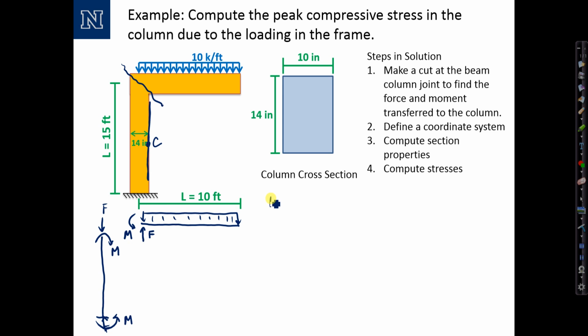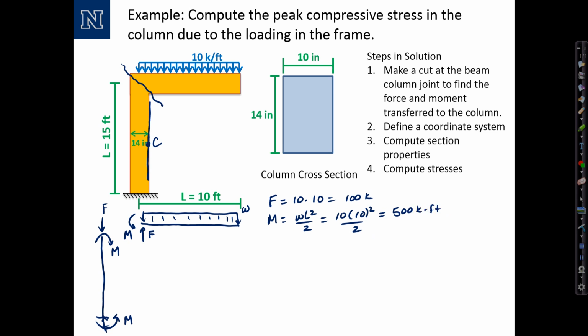We can evaluate the force as being equal to the total load, the W of which is 10 kips per feet times the length of 10 feet gives us 100 kips. The moment, we can use my shortcut WL squared over 2, equal to 10 kips per feet times 10 squared divided by 2, or 500 kip feet.